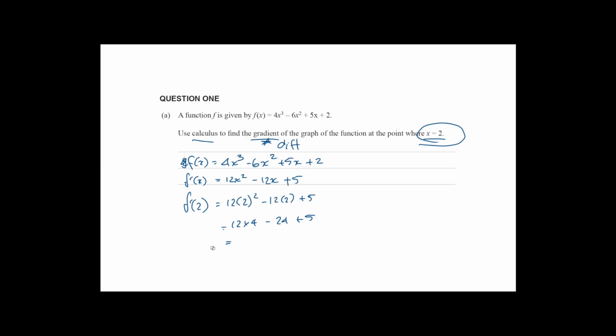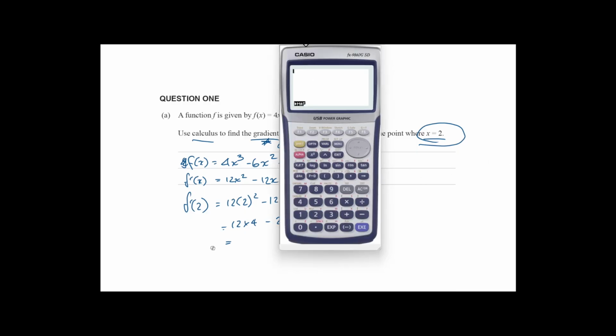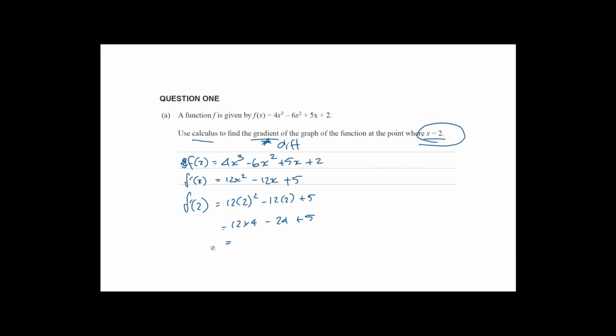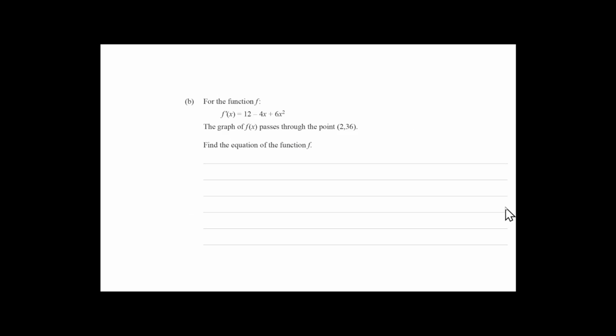So that's going to be, well, 12 times 4 is 48, minus 24 plus 5 is going to be 29. So the gradient is going to be 29. I guess we could put 29 over 1 really if it's a gradient. And I think that's all they wanted. Yes, I think that's all they wanted. Let's move on.